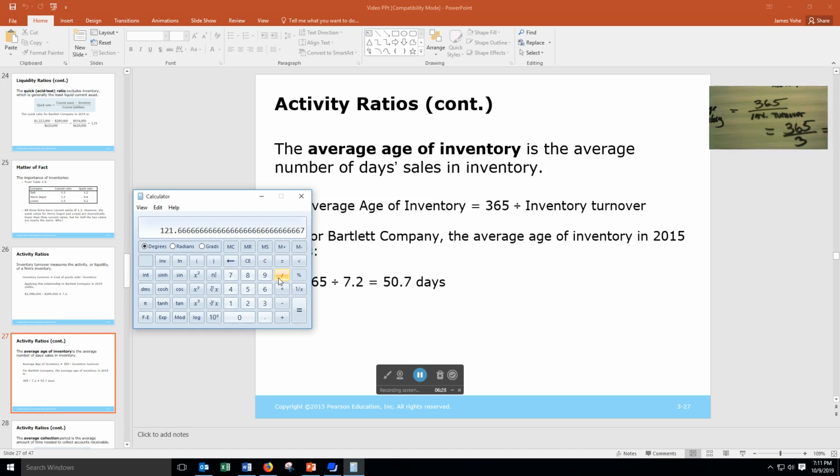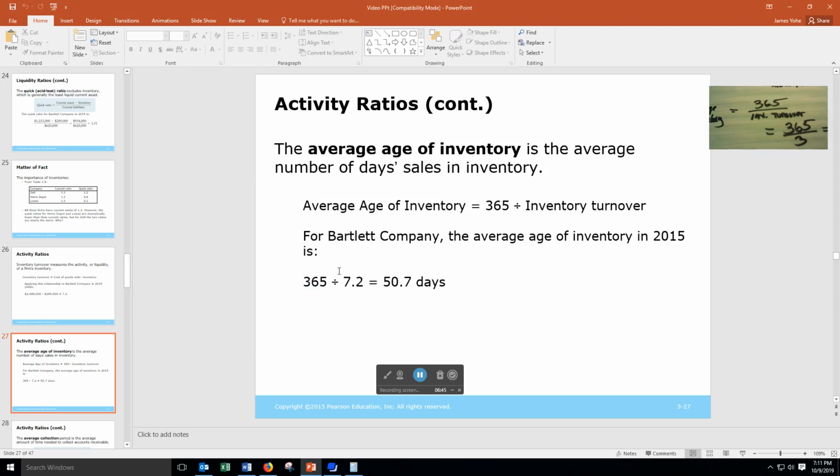Now, I'm not an expert on Bed Bath & Beyond, but I know that they're in some trouble, and that is probably not a good number. You don't want stuff sitting on your shelf or in a warehouse for 122, almost 123 days.